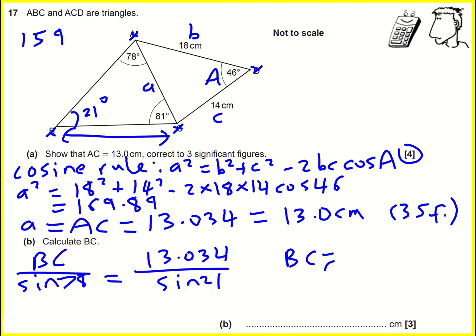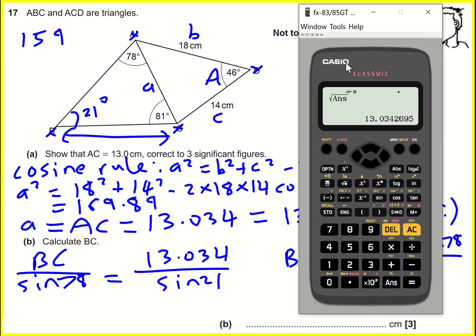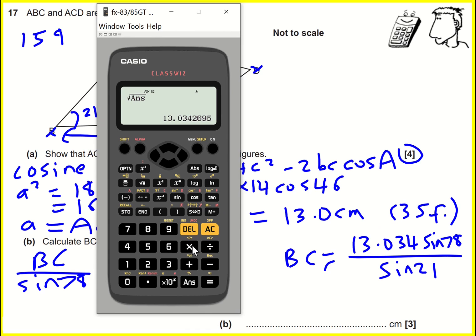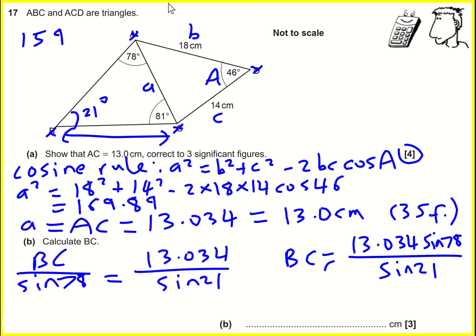So BC will equal, we can multiply through by sine 78, 13.034 sine 78 divided by sine 21. Magnificent. Okay, and I can use the answer button. That's really good. And I can just times it by sine 78, and then divide by sine 21. That's exactly the same as writing it as a fraction. Nothing wrong with that. I've shown enough working. 35.576. Does that seem right? Yeah, it feels all right, I think, because these angles are quite large, so I would expect this side to be quite a bit shorter than both of these two.